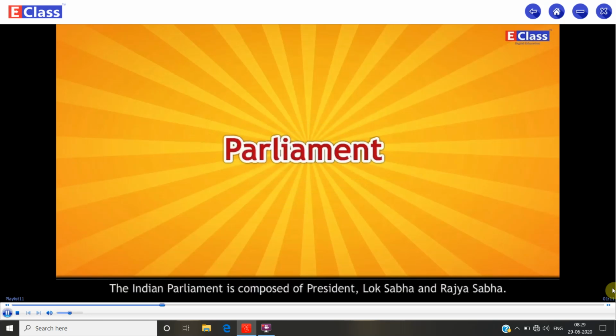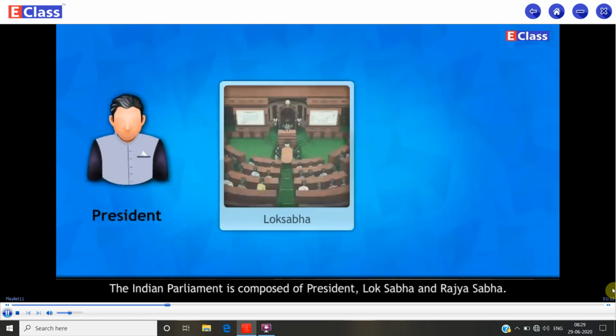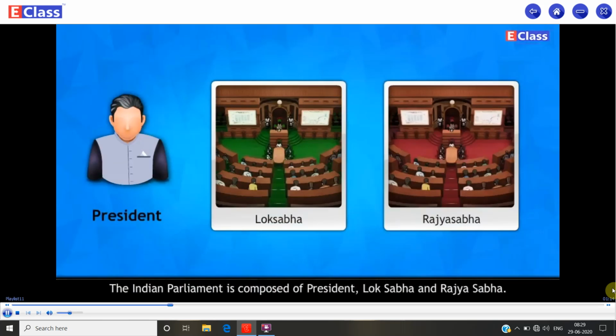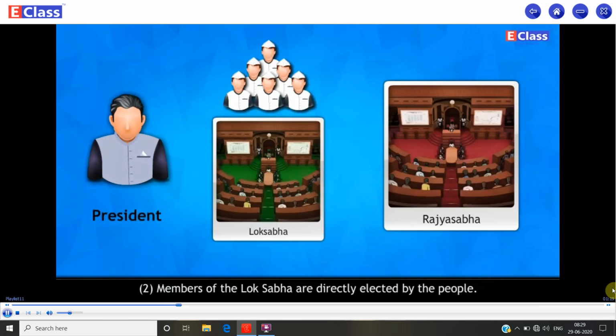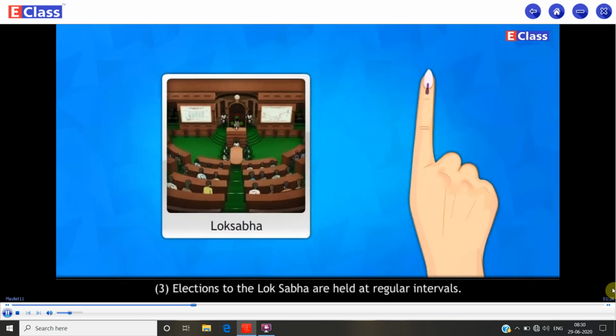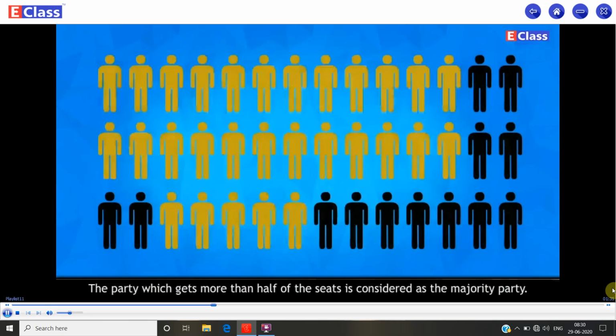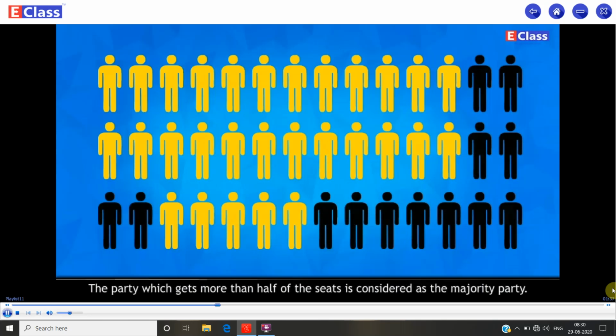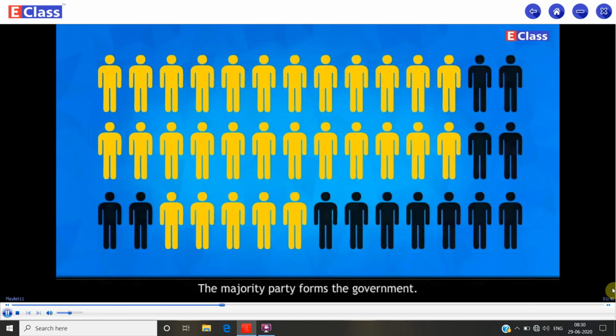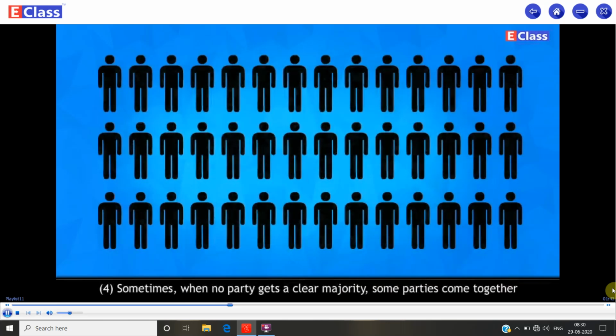The Indian Parliament is composed of the President, Lok Sabha and Rajya Sabha. Members of the Lok Sabha are directly elected by the people. The number of members in the House is fixed. Elections to the Lok Sabha are held at regular intervals. All political parties contest these elections. The party which gets more than half of the seats is considered the majority party. The majority party forms the government.